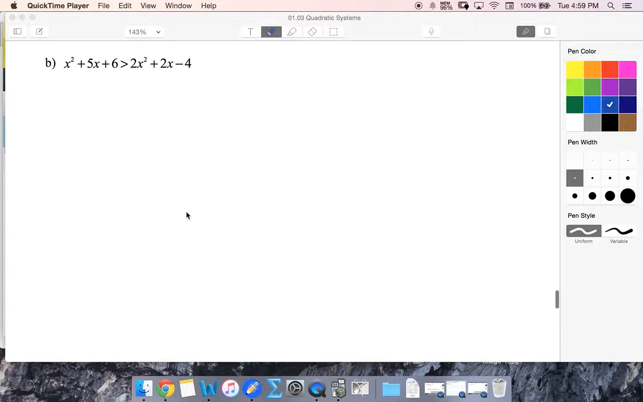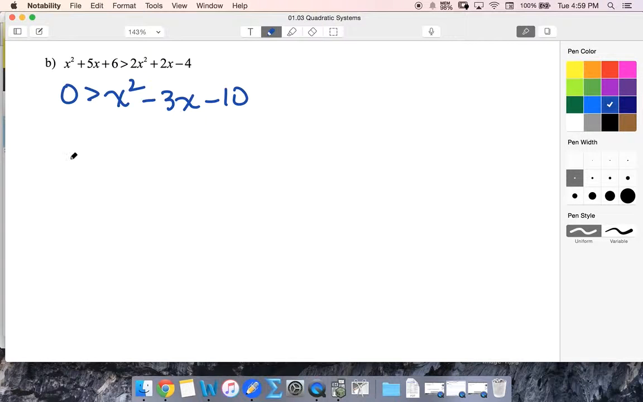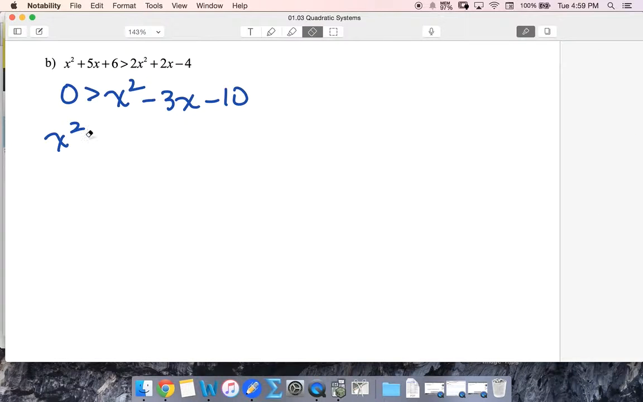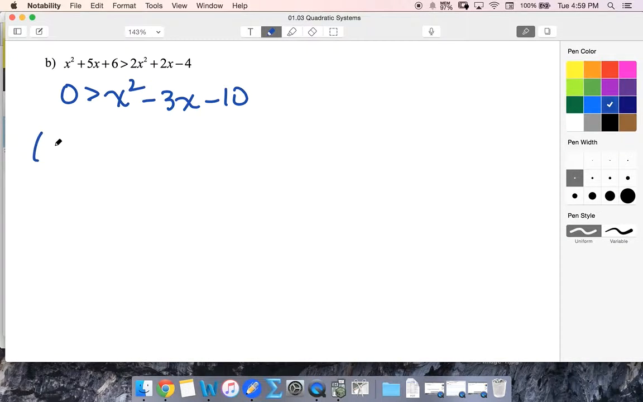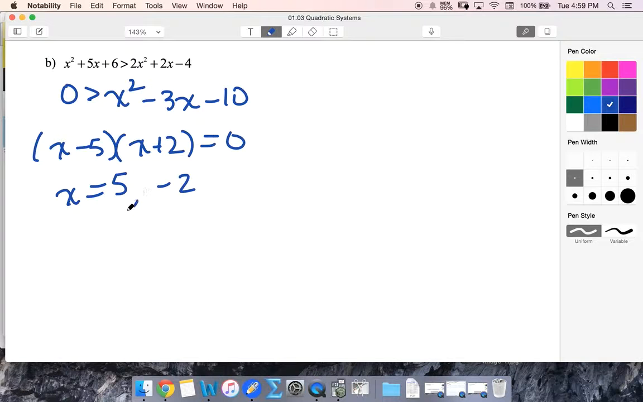Yep, an example 6b. Again, I'm going to make my sign diagram, but first things first, I need to have a 0 in there. So I'm going to make 0 greater than... I've got to move the x squared this way, and this is why I started with 0, so I could have a positive x squared minus 3x minus 10. If I set this equal to 0, let me factor it. I'm going to have x minus 5, x plus 2 equals 0. So my key x's are 5 and negative 2.